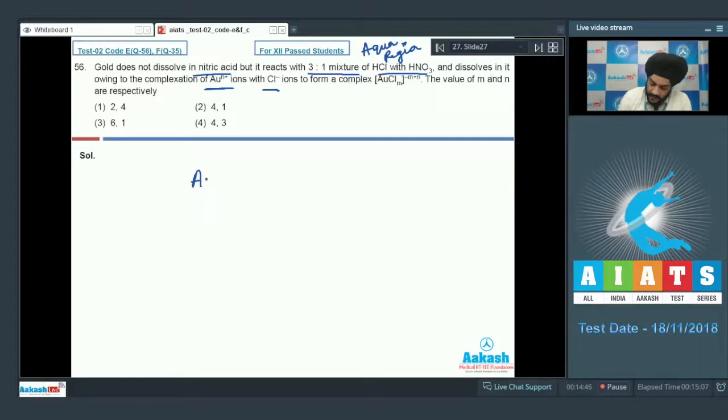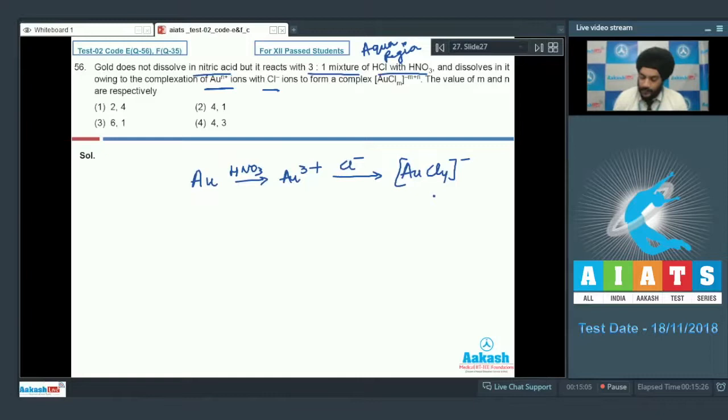So students, we know that Au is first oxidized by HNO3 into Au3+ ions, which then complex with Cl minus ions to form AuCl4 negative. So if we compare the formula of the complex formed to the one given in the question, we can see that the value of M is equal to 4 and the value of minus M plus N is equal to minus 1. So from here we can see that the value of N comes out to be equal to 3. So the correct option for the respective value of M and N is option 4.